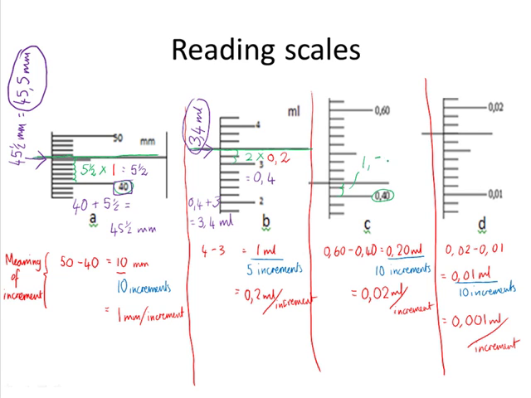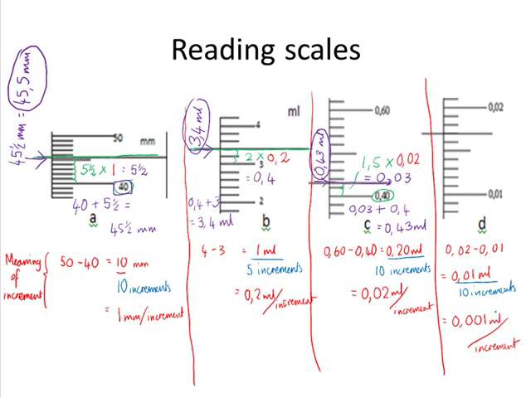In C, we count how many increments from 0.4, the smaller of the two numbers we see there, and we see it's 1.5 increments. 1.5 increments stands for 0.03 on the scale. 0.02 times 1.5 equals 0.03. Therefore, our measurement is 0.03 more than 0.4. In other words, 0.43.